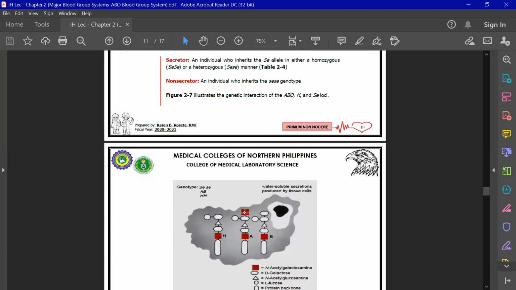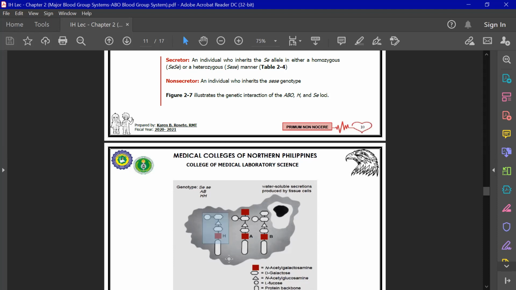Okay, I will explain first using this figure. I will explain formation of your A substance. When I say A substance, that is the soluble form of your A antigen. Naintindihan? Okay. In the formation of your A substance, we have the inheritance of your SE gene. The inheritance of your SE gene will now produce the enzyme called N-acetylgalactosaminyl transferase.